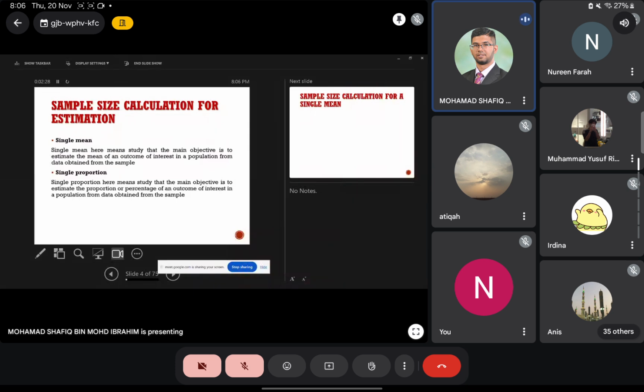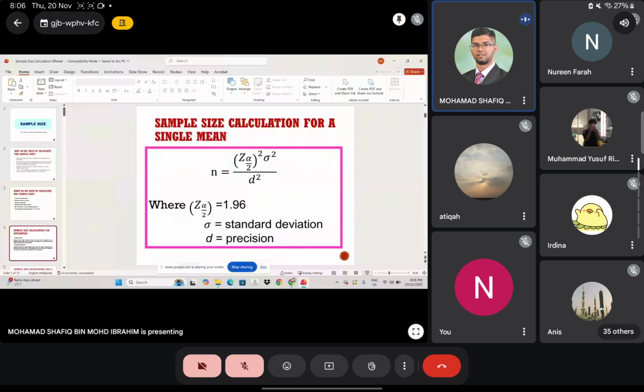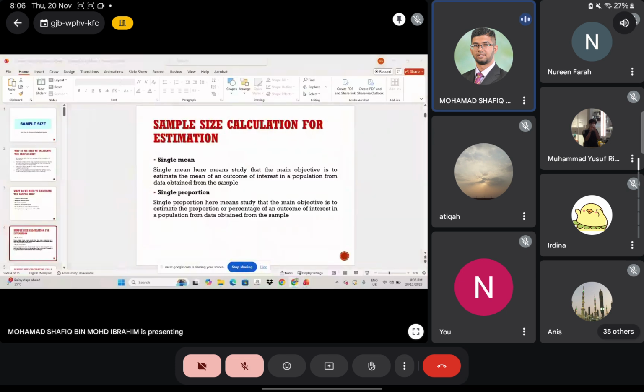Okay, for the second one is the single proportion. So single proportion here is that to estimate the proportion or... any question? No. Okay.